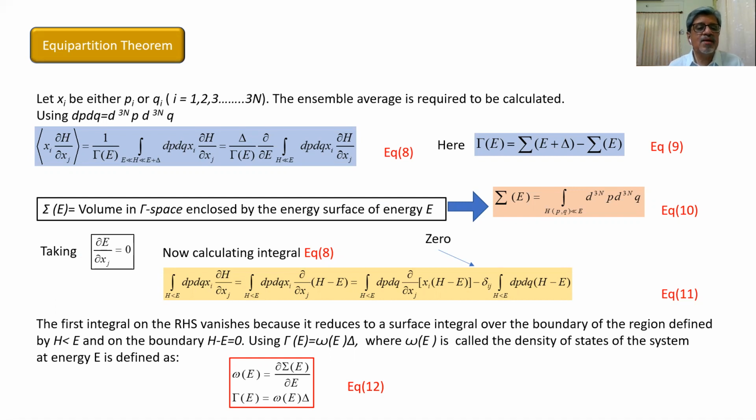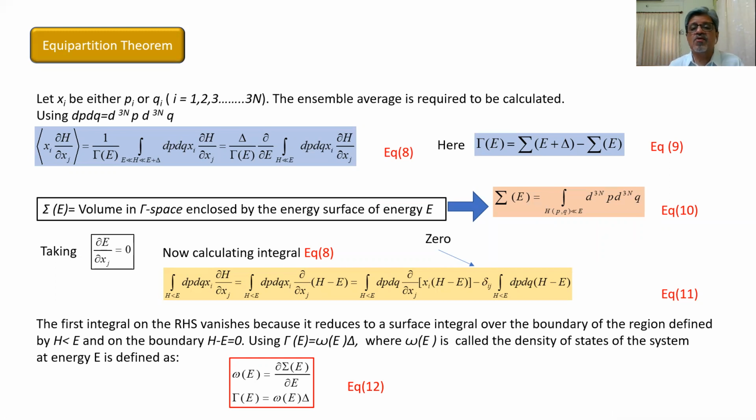Now taking del E by del xj equal to 0 and calculating the integral of H, some integral H less than E, dp dq xi del H by del xj, that can be represented as equal to integral H less than E, dp dq xi del by del xj (H minus E), and that is equal to integral dp dq del by del xj of (xi (H minus E)) minus delta ij integral dp dq (H minus E). Delta ij represents del xi by del xj. So it is differentiated first for xi, and second for the other parameter.